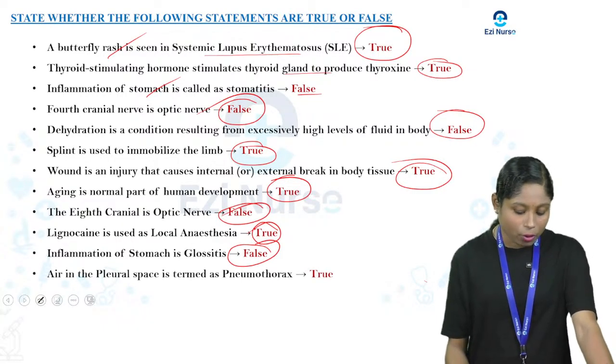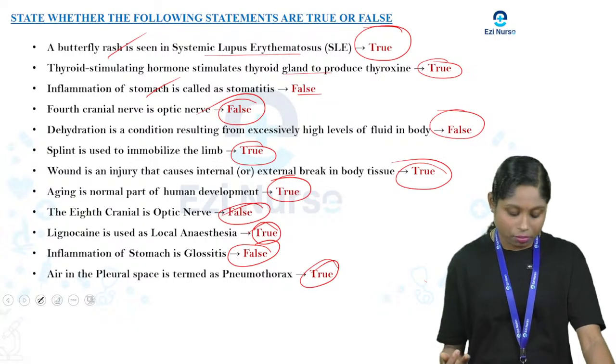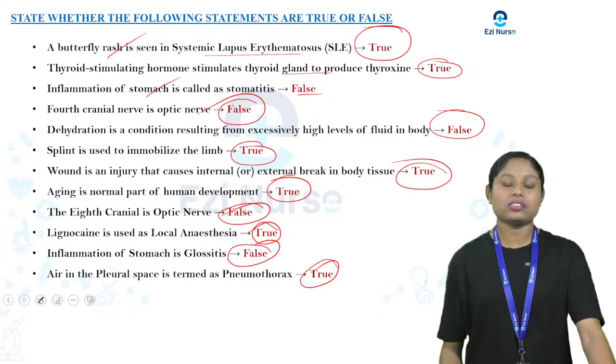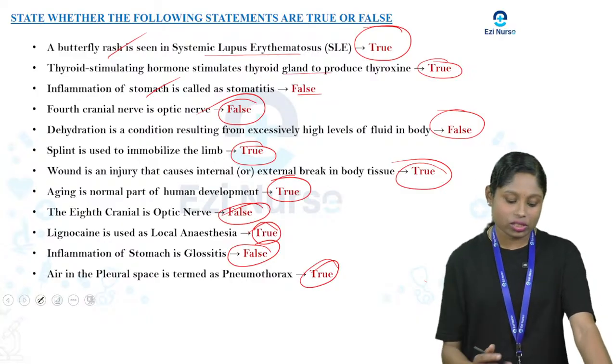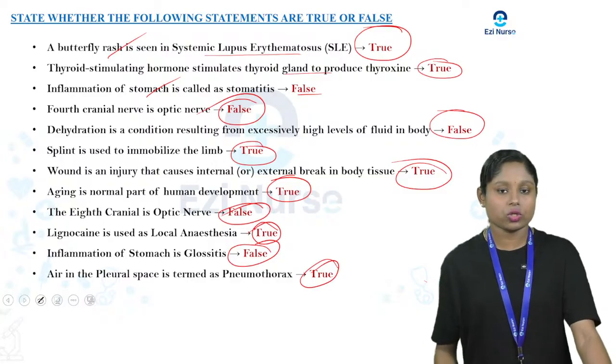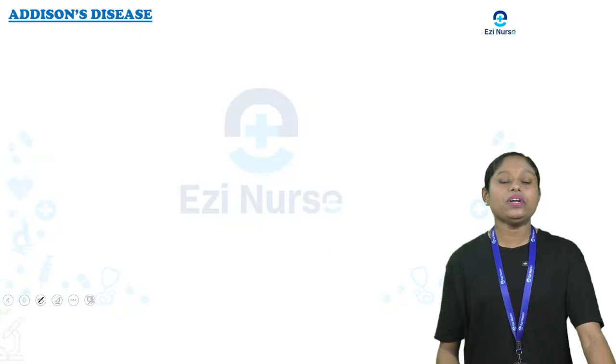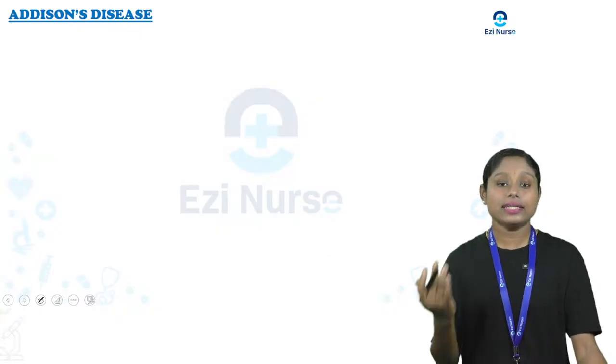And air in the pleural space is termed as pneumothorax. That is a true statement. So air in the pleural space is known as pneumothorax. So these are some of the following true or false questions. True or false questions also you will get in your exams. So next we will discuss some of the important disease conditions.